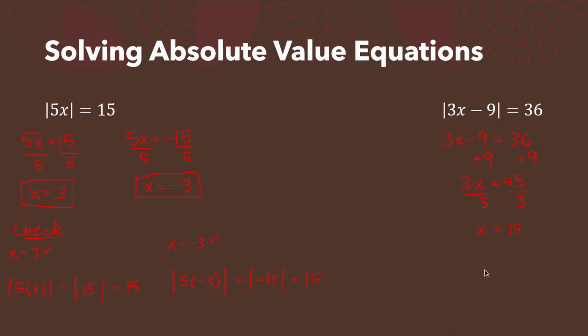Now let's do it for negative 36. 3x minus 9 is equal to negative 36. We add 9 again to both sides. You get 3x is equal to negative 27. Divide by 3 on both sides. Sorry about that. I'm gonna put this here. And x is equal to negative 9.